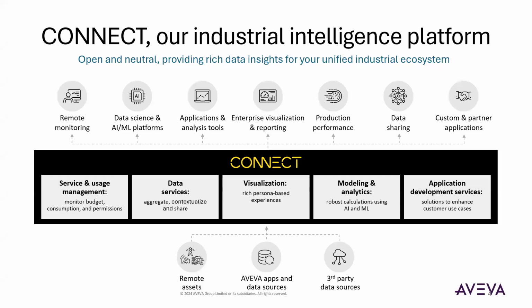So to take a closer look at what Connect consists of, as you could see here in the diagram, Connect consists of five different components. It starts with the first one, the service and usage management component. This is the core service within Connect itself that enables our customers to monitor their credit budgets, manage consumption, and manage, for example, user permissions and roles. I'm going to show you where and how that looks in just a little bit in the demo. That's essentially the admin side of things, right?